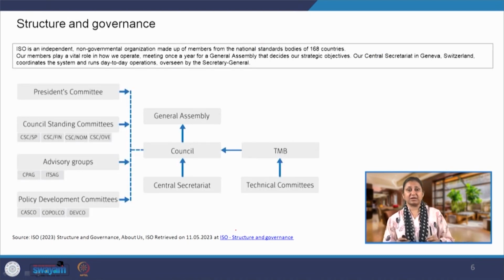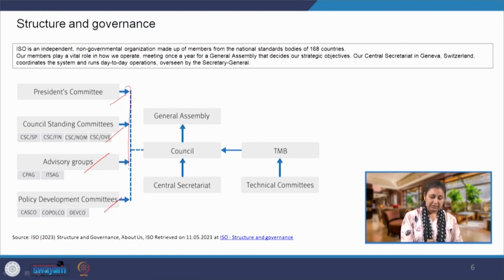Now, if we look at the structure and how ISO is governed, we actually have a few committees and advisory groups, which is what you are seeing here. So, we have a president's committee, we will quickly come to what each one of these does. Then we have standing committees, council committees, the advisory groups and policy development committees.